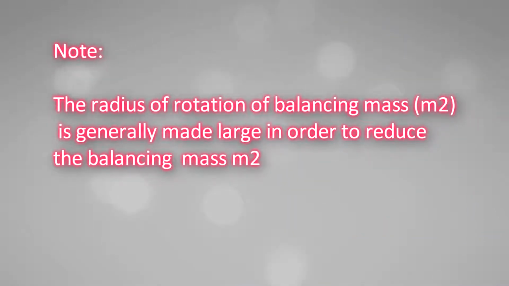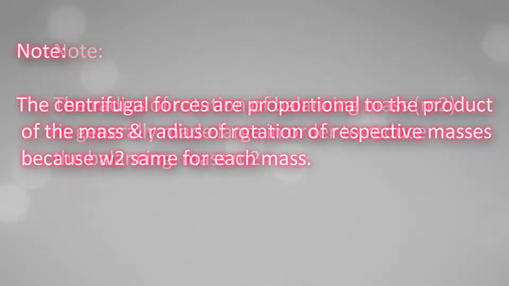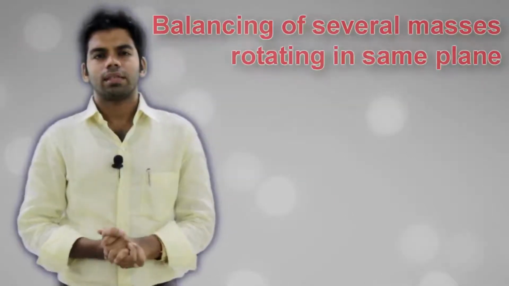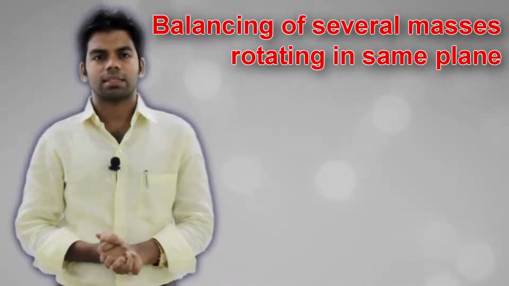First, the radius of rotation of balancing mass m2 is generally made large in order to reduce the balancing mass m2. Second, the centrifugal forces are proportional to the product of the mass and radius of rotation of respective masses because omega square is same for each mass. So we have seen about single unbalanced mass in a single plane.